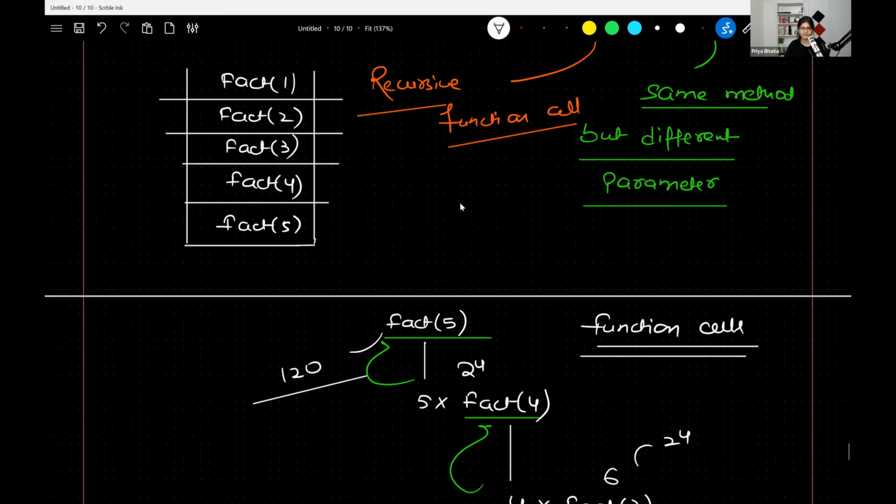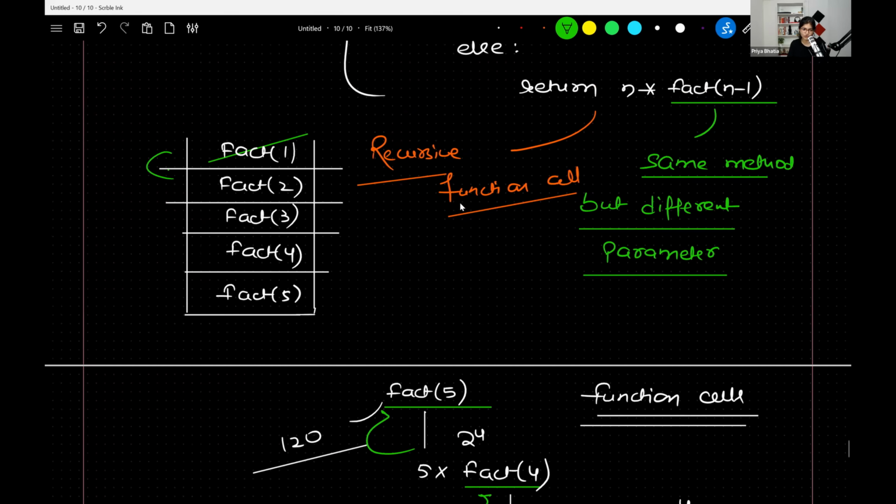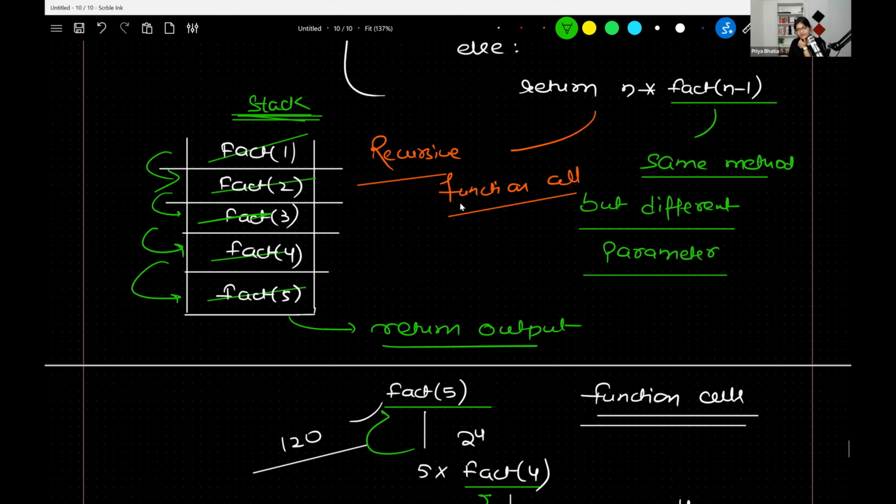And now my fact of 1 is returning the answer as 1. And then the function call will go back to fact of 2. Here, can you see? The last function call which I inserted in this stack is fact of 1, which went out very first. Then fact of 2, then fact of 3, then fact of 4, then fact of 5. At the very end, you will return the output. So always remember, in a recursive call, when your code prints some output at the very end, it means your stack is empty now, because all the function calls are terminated. Then only will you get the final output.